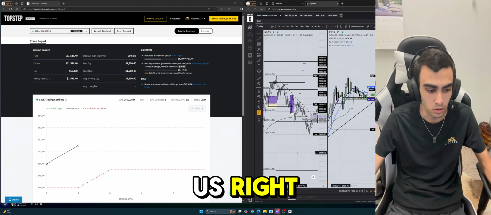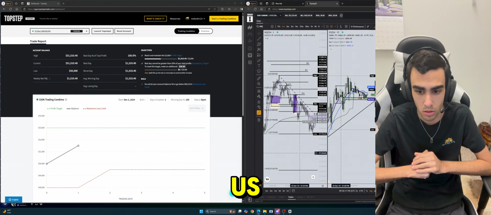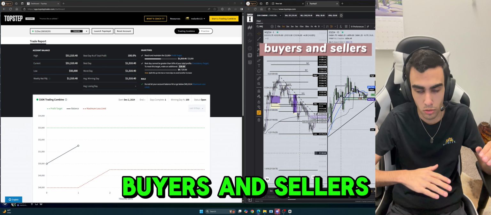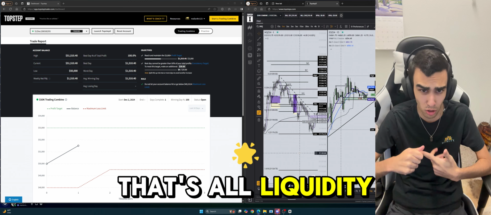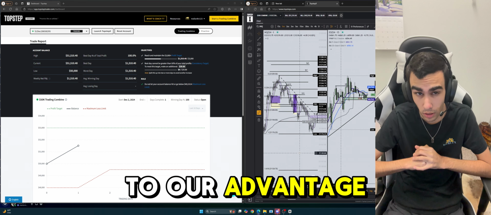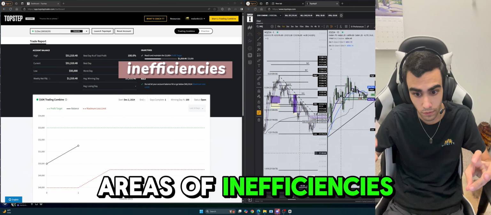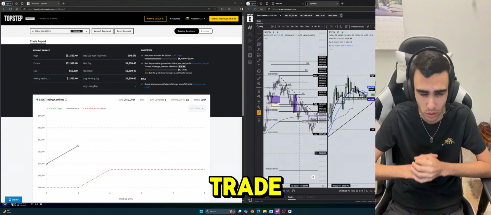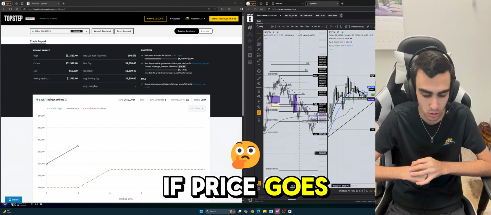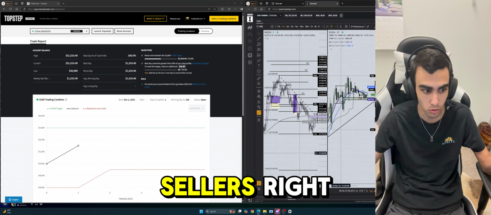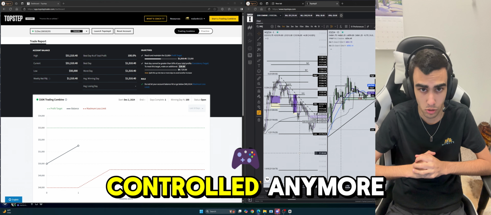Why is it important to us, right? So liquidity is just an area on the market where it shows us where we have buyers and sellers, or where we have people's stop losses and people's take profits, right? That's all liquidity is, okay? Now, how do we use this to our advantage, right? Well, we can spot areas of inefficiencies, more so areas where we can enter in a trade based on which liquidity gets swept, right? So that basically means if price goes one direction and it takes out sellers, like sellers get stopped out, then you would go for a buy, right? Sellers aren't in control anymore.